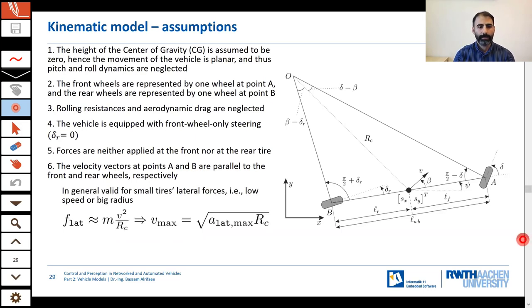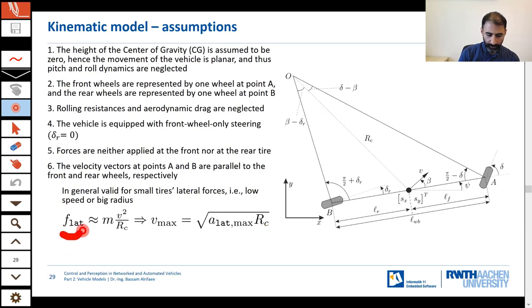What does it mean in assumption number six to have the velocity vectors at point A and B parallel to the front and rear wheels? In general, this is valid for small tires lateral forces, which means, as we saw in the presentation of Anna and Sue, it's valid for low speed or big radius. And we saw this equation more or less in the presentation of Anna and Sue.